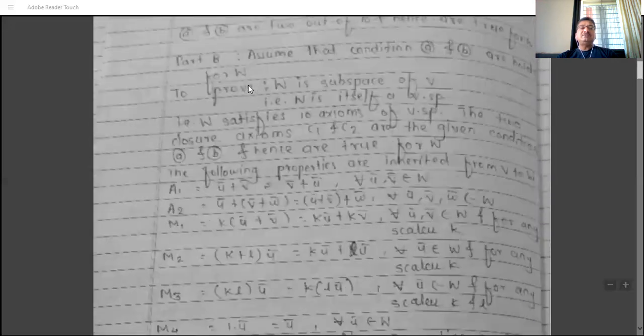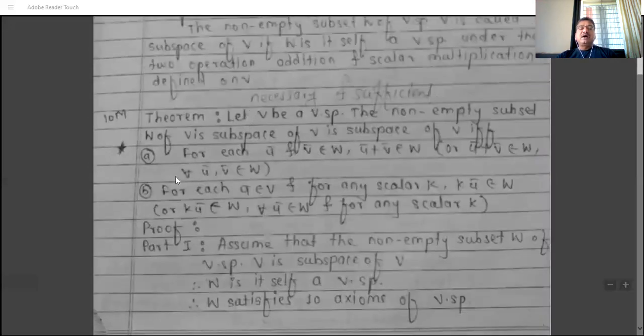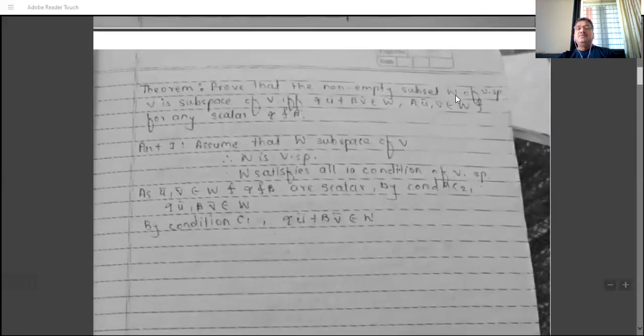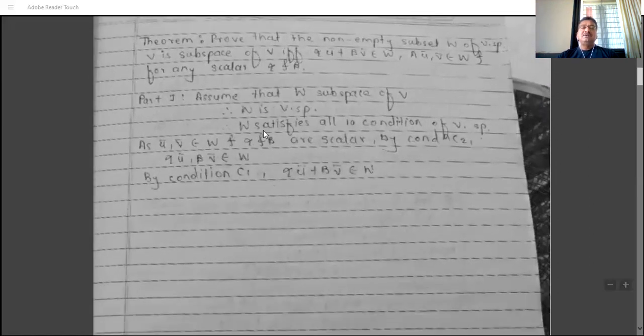So these two conditions, C1 and C2, are combined here by using this condition: alpha U bar plus beta V bar belongs to W for all U bar and V bar belonging to W, and for any scalars alpha and beta. Now the proof is again in two parts. I assume that W is a subspace of V, then W satisfies all the 10 conditions. As U bar and V bar are any elements of W, and alpha and beta are scalars, by condition C2 we have alpha U bar and beta V bar belong to W, because W satisfies all 10 conditions.